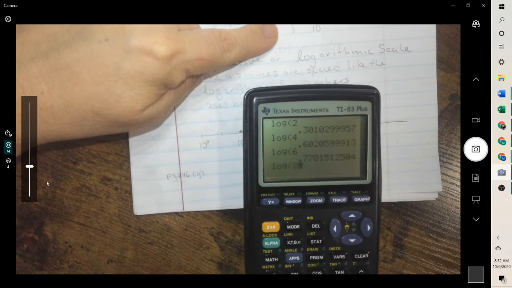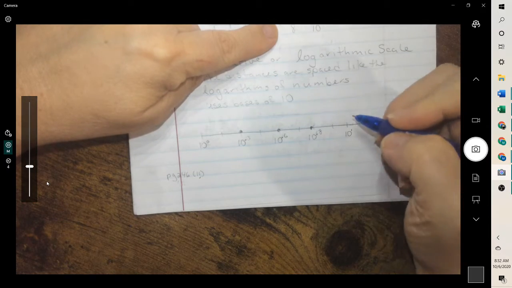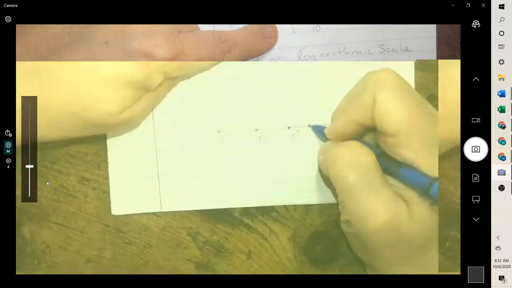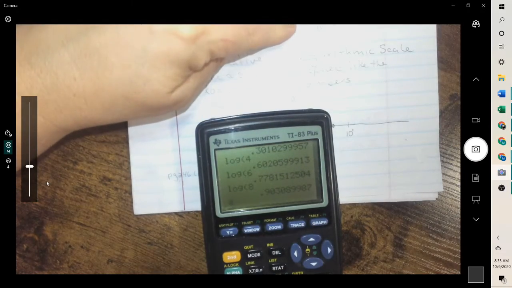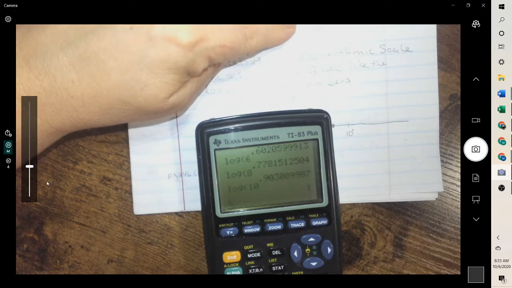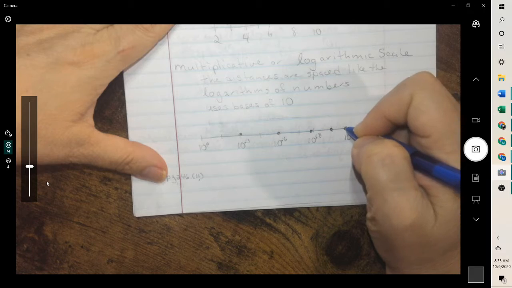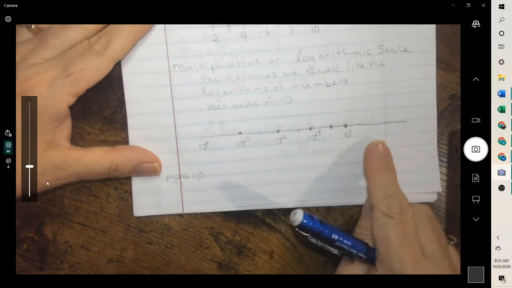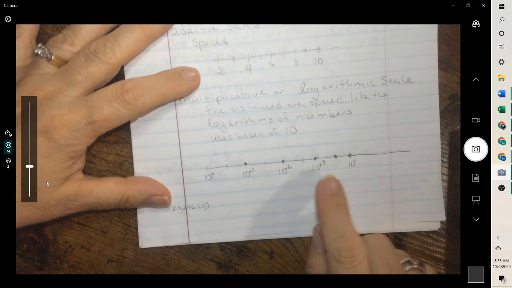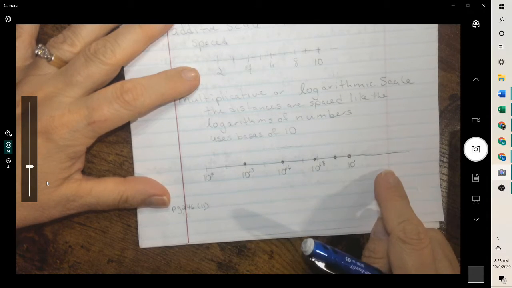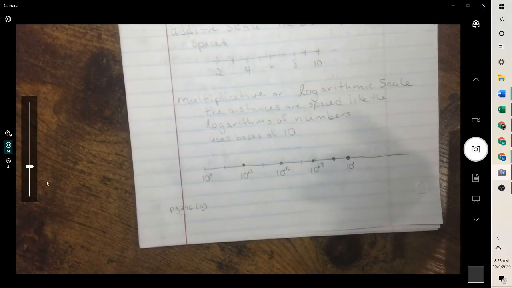Log 8 is at 0.9 here. And log of 10 is at 1. Notice they're not evenly spaced like they were up here. They're going by base 10s rather than by the numerical value. And so that would be the difference.